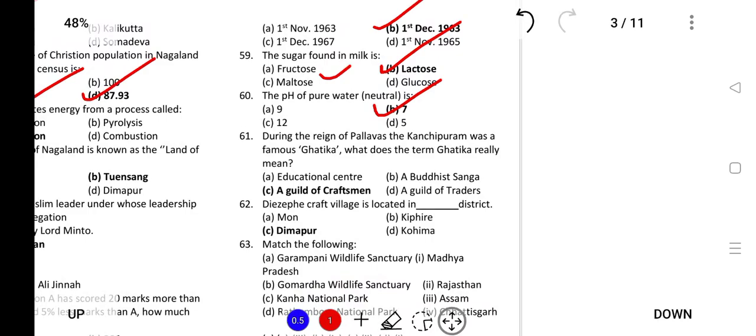During the reign of the Pallavas, Kanchipuram was a famous Ghatika. Ghatika is not a guild of craftsmen. It is an education center.